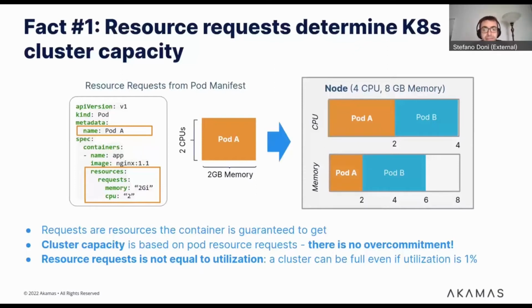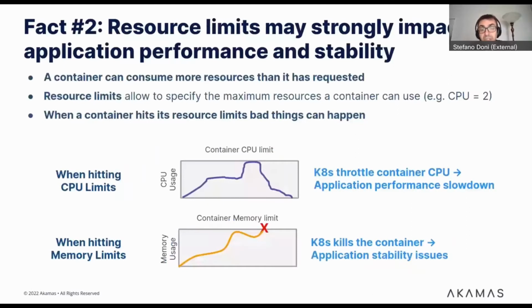The other concept, which is very interesting, is resource limits. As we have seen, resource requests are the allocated amount of resources that we require to be available in the cluster, but the container can consume more resources than the request. The resource limit is the way Kubernetes provides to application developers to specify the maximum resources that a container can use. When we say, for example, CPU limit equal 2, this means that the container cannot consume more than 2 CPUs.